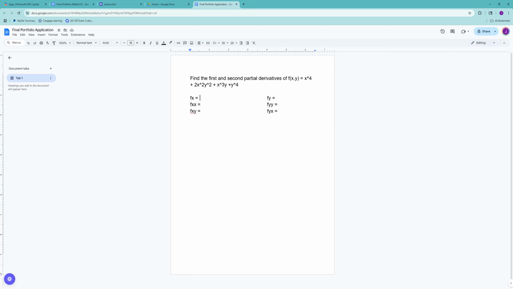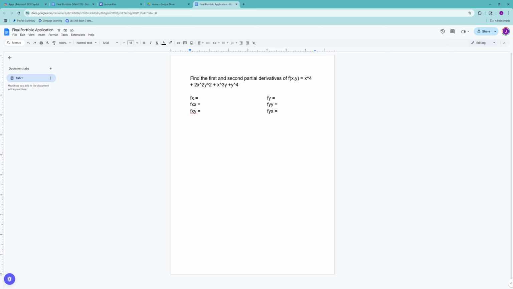The unit that I have selected for this application is functions of two variables, and I have chosen optimization for my application problem. The example that I've put out is: find the first and second partial derivatives of f of x, y equals x to the power of 4 plus 2x squared times y squared plus x cubed times y plus y to the power of 4.